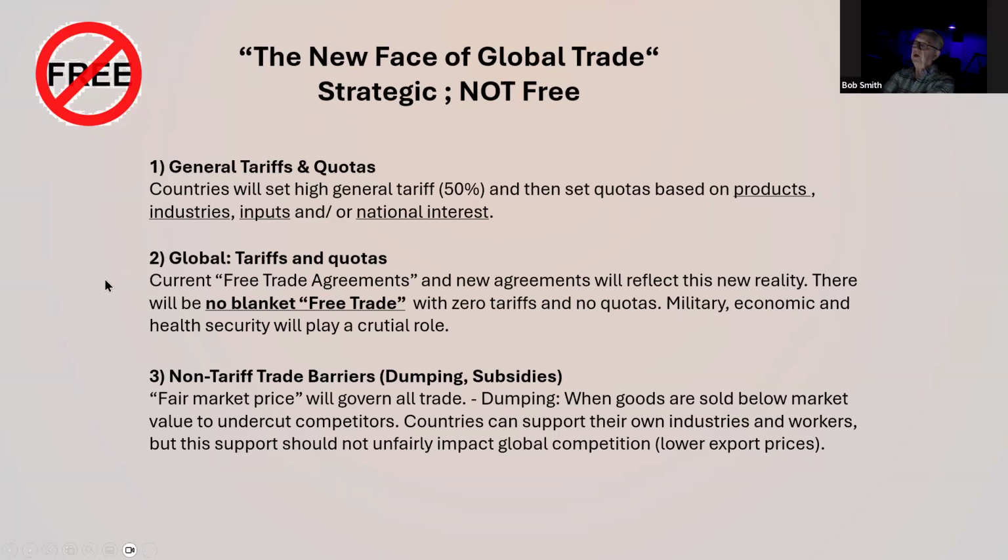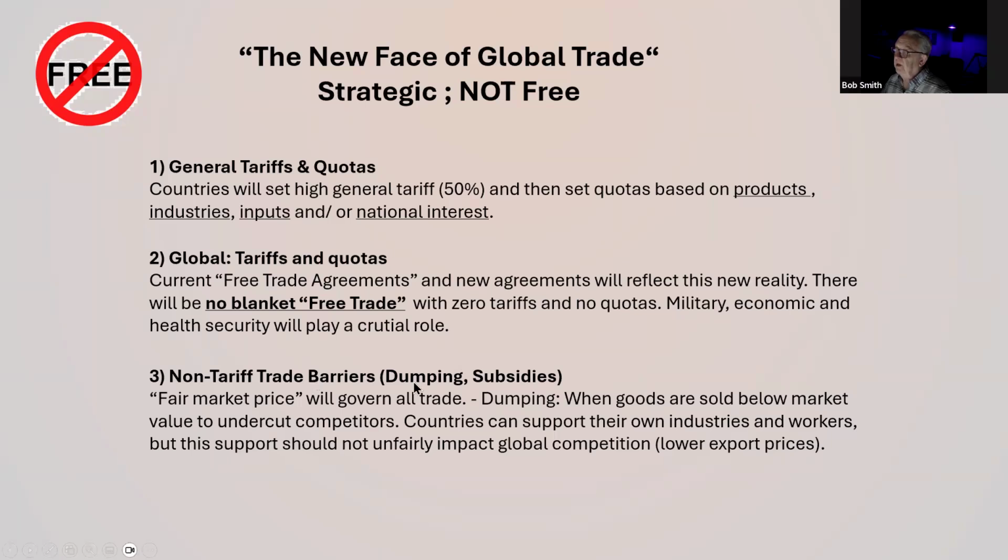And current free trade agreements and new agreements will reflect this reality. Okay. I actually did this slide about a week and a half ago. There will be no blanket free trade with zero tariffs and no quotas. Right? And military, economic, health security will play a crucial role. When you look at health, think about pharmaceuticals. Right?